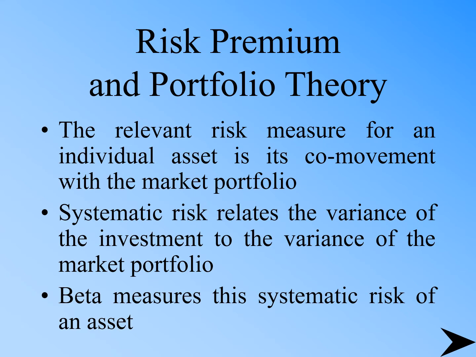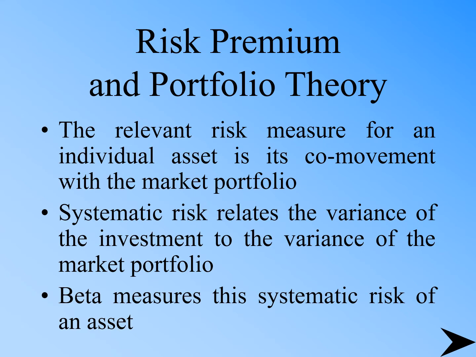So, the relevant risk measure for an individual asset is its co-movement with the market portfolio. It means how the individual asset and the market portfolio move together in the long run. So this co-movement is known as the systematic risk. The systematic risk basically relates the variance of the investment to the variance of the market portfolio, or the fluctuation of the stock prices to the fluctuation of the market portfolio. This systematic risk is measured by beta.